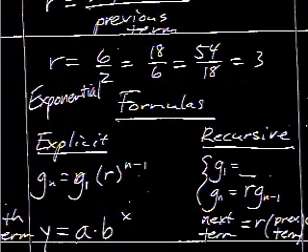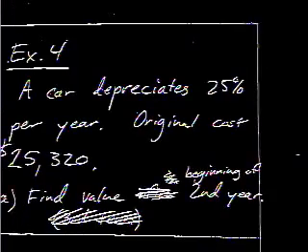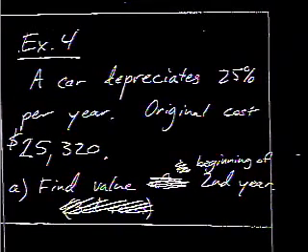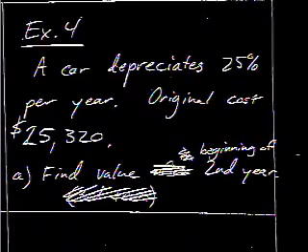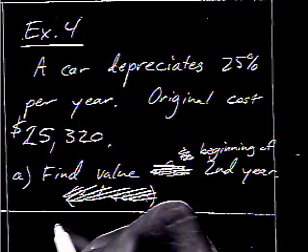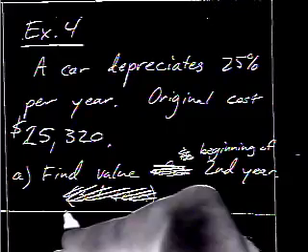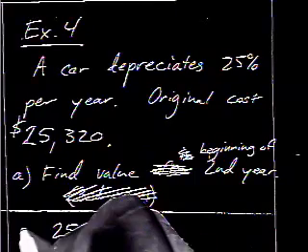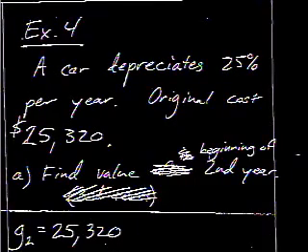So just like the arithmetic sequence went with the linear model, the geometric sequence based on multiplication obviously goes with the exponential model. So for instance, a car depreciates 25% per year, and the original cost is $25,320. Find the value at the beginning of the second year. So we have the value at the beginning of the first year is $25,320. We're looking for the value for the second year.